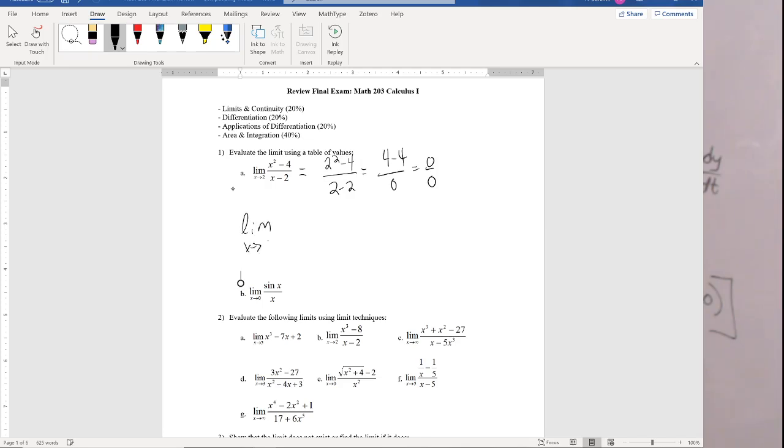So if we look at the top here, we can do x minus 2, x plus 2. And then we can cancel these two. So this is now the limit as x approaches 2 of x plus 2. Now we can direct substitute, and we get 4. So just because you get this does not mean you automatically have to go to L'Hopital's rule. Sometimes it's easier.